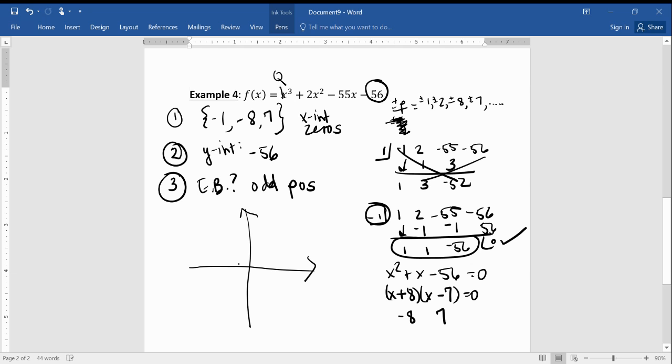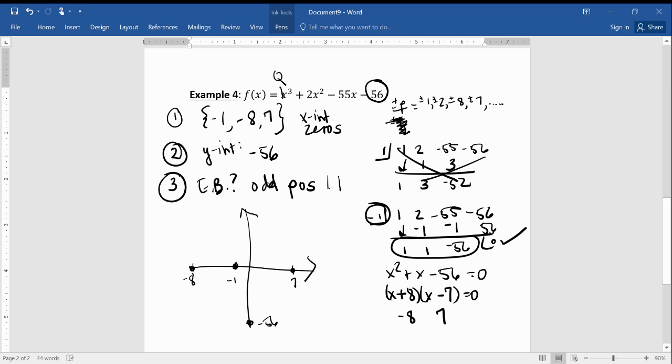So we're going to plot the x-intercepts first. -1. And then we're going to go -8. Ooh, it's kind of a ways out. And then we got a +7. So see how I just kind of put a tick mark there and labeled it. Don't just put tick marks and not label. You need to label, okay? And then the y-intercept, whoa, -56. That's a long way down there. Definitely not doing those tick marks.